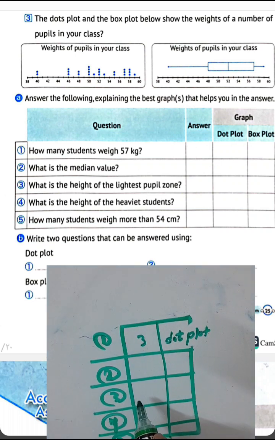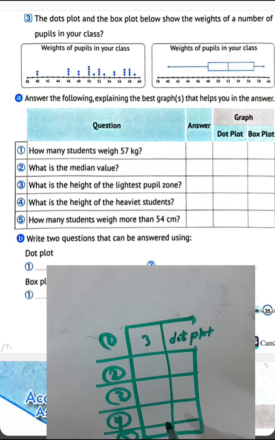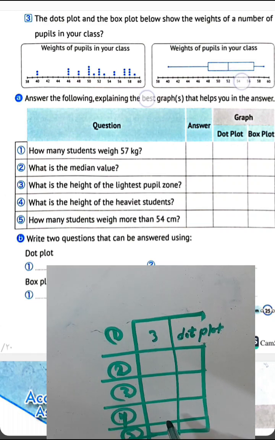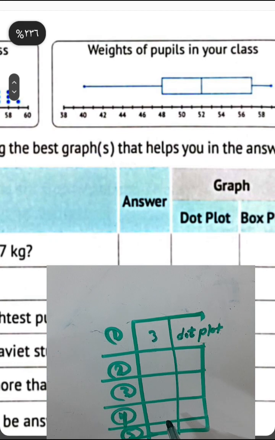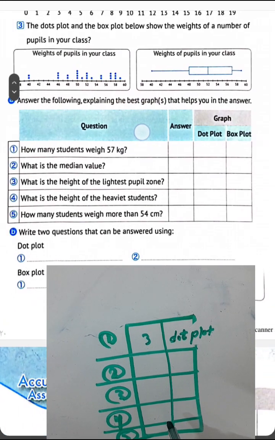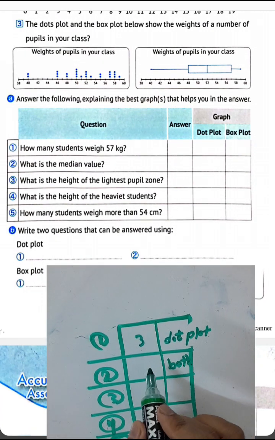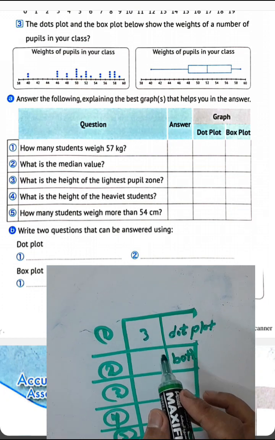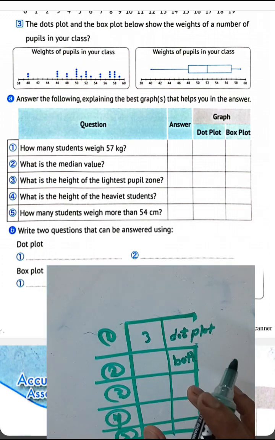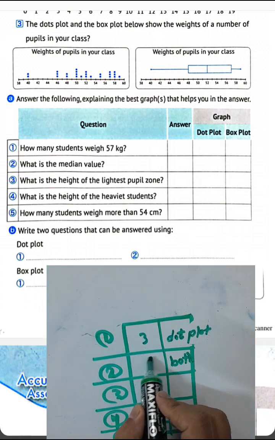Question number 2. What is the median value? We can find the median value from the box plot. It will be this number here, 52. Okay, box plot, and we can use 2 methods. We can use this method or this method, but the best will be the box plot. You can find the median from the box plot or dot plot. So the result here we said is 52.